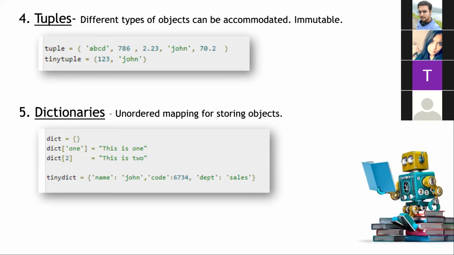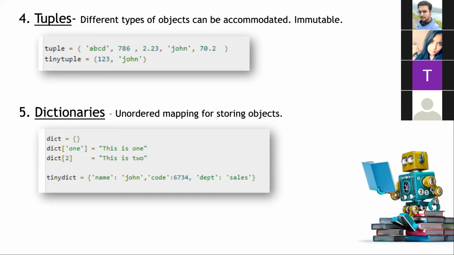There is another data type called set. Set is an unordered collection of data type that is iterable, mutable, and has no duplicate elements. The order of elements in a set is undefined, though it may consist of various elements.